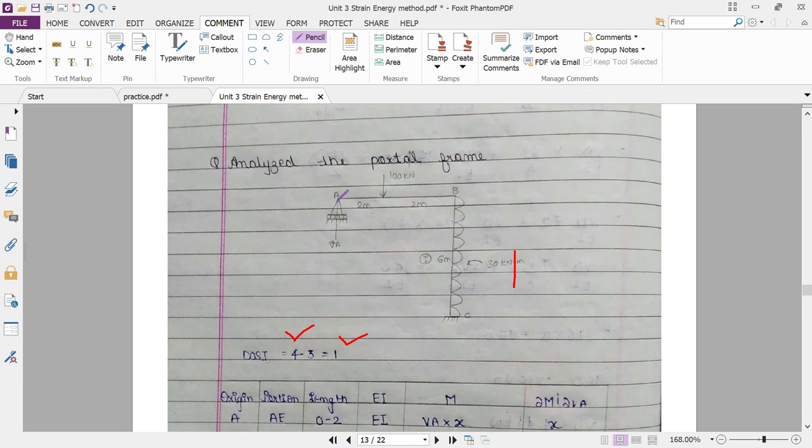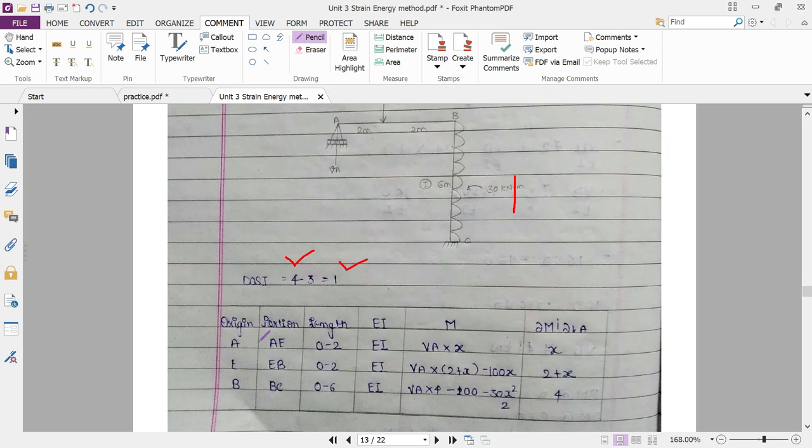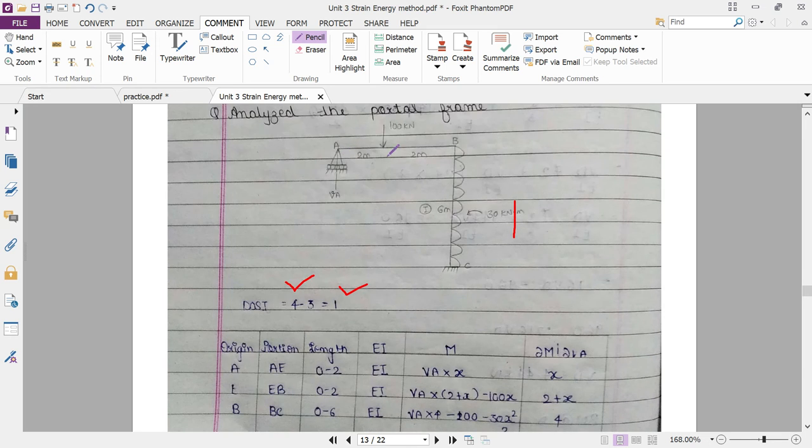Now start the numerical from here, because the unknown is creating from point A. So origin is A, and we have to consider AE. Let us consider the point as E. First of all, cut this section, take the section here. So VA into X, that is equal to VA·X. Then the second portion is E, limit is 0 to 2, EI is EI. Then VA into X plus 2 minus 100 into X, so 2 plus X will be the answer.